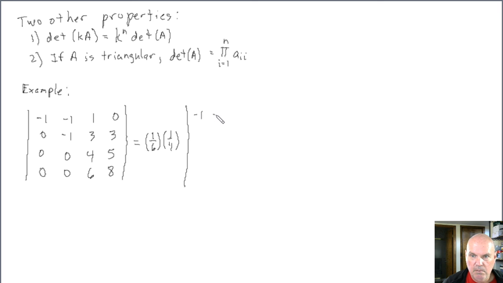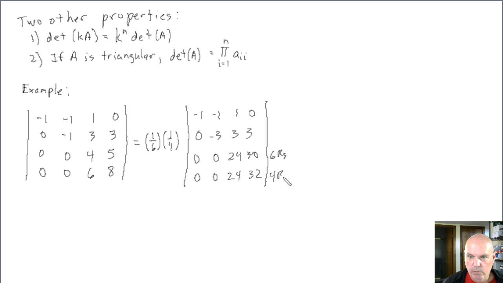So minus 1, minus 1, 1, 0, 0, minus 1, 3, 3, 0, 0. And again, I'm multiplying this row by 6, so I have 24 and 30, and multiplying this bottom row by 4, so I have 24 and 32. I'll write down my operations. I replace this row by 6 times and this row by 4 times. Again, I have to divide by 1/6 and 1/4.